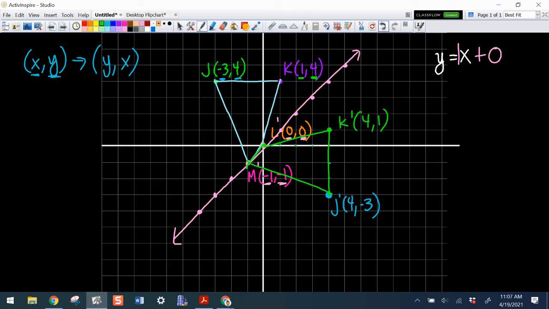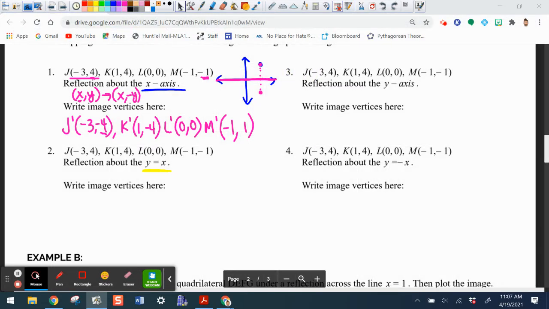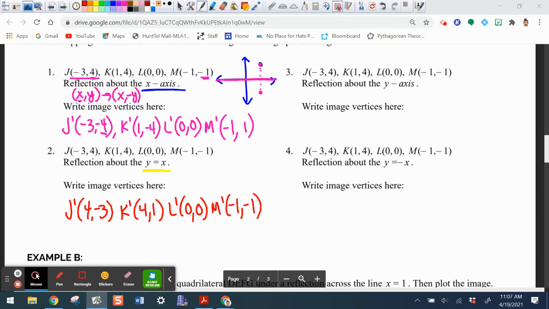So you can see here, it literally flipped over this pink line, which is the line y equals x. Now let's take a look at item 3. So if you want to write those vertices here, I guess I could do that real quick. So J prime is going to be located at 4, -3. K prime is going to be located at 4, 1. L prime will still be in its same location, and M prime will be in its same location, simply because they were on the line of reflection.